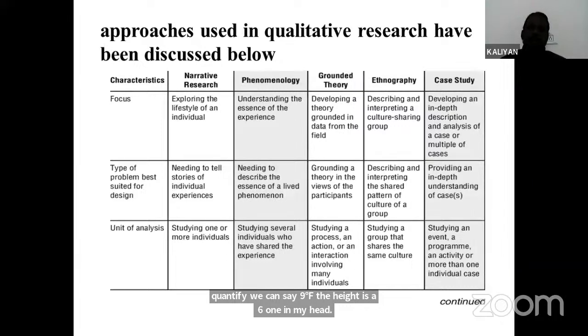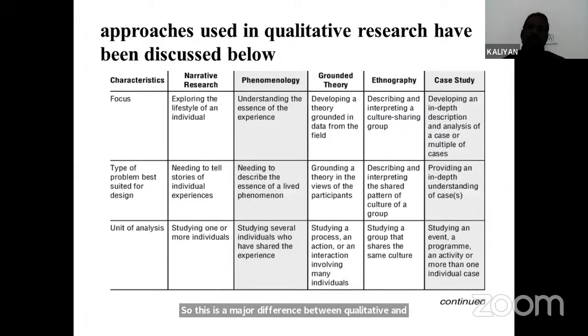And there are some approaches used in qualitative research, majorly around five approaches: narrative research, phenomenology, grounded theory, ethnography, and case study. Narrative research explores the life of an individual. Whenever you research a particular tribe, you want their story and their belief system. They narrate the story, and from that we organize the narration. That is called narrative research.